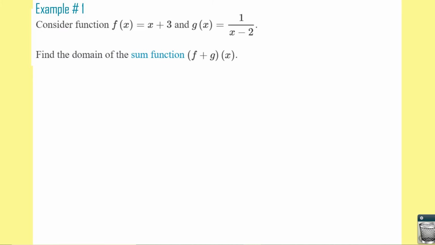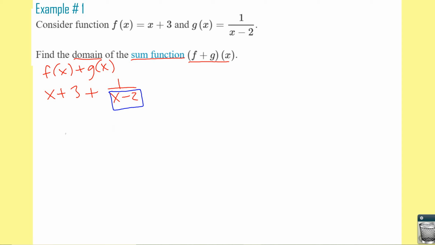Alright, let's do an example. So here, we've got f of x and g of x, and this is just saying f of x plus g of x. That's what this is saying. So we have x plus 3 plus 1 over x minus 2. So this is the sum function, okay? And the domain, the only issue I have is this denominator. And I know x minus 2 can't be 0, so x can't be 2. That's my domain. That's my restriction.